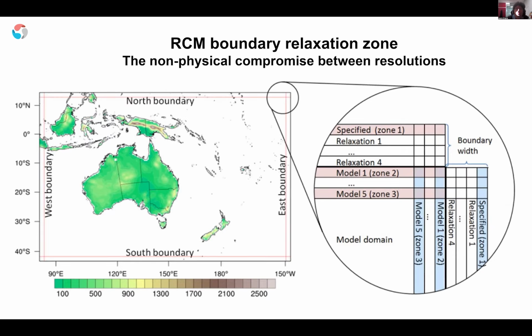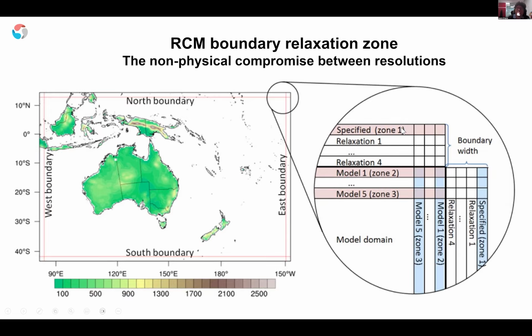In this zone, essentially it's a non-physical compromise between the low resolution view of the atmosphere that's coming from our global model on the outer edge and the higher resolution view of the atmosphere, which is what's happening inside the domain from our regional model. And here, I'm just showing a schematic we've just blown up here. We've got a relaxation zone that in this case is 5 rows and columns deep.